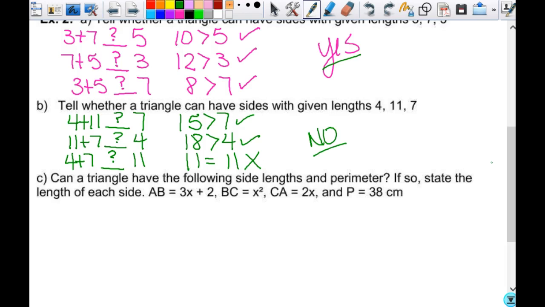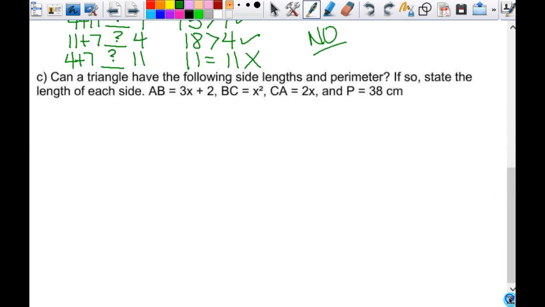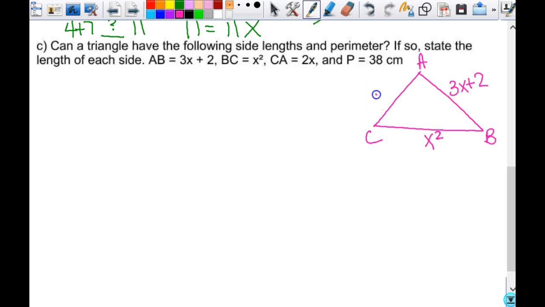Okay, we good? All right, so now this says, can a triangle have the following side lengths and perimeter? If so, state the length of each side. All right, so I've got a triangle. I need to draw my picture. So here's A, B, and C. So AB is 3x plus 2. BC is x squared. And CA is 2x.